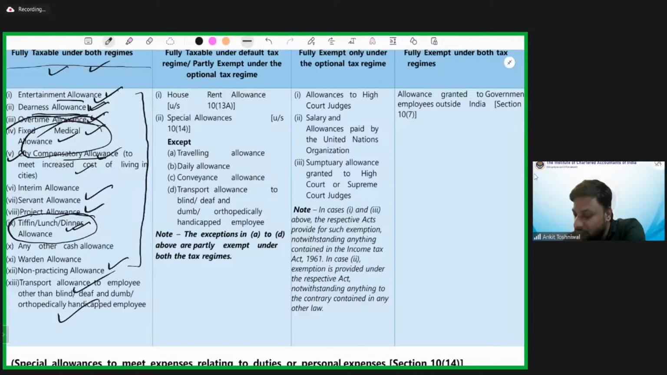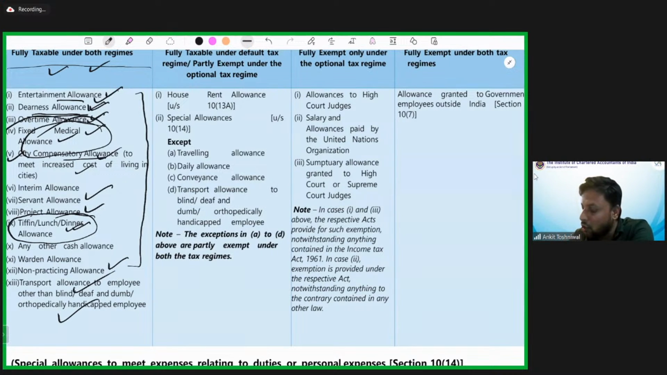So these are the allowances, almost 13 allowances, which are fully taxable for every employee, and you have to remember this. In short, DA, CCA, fixed medical allowance, servant allowance, tiffin allowance, transport allowance to normal employees is fully taxable, and DNS allowance and entertainment allowance is fully taxable. Clear? Can I move forward?